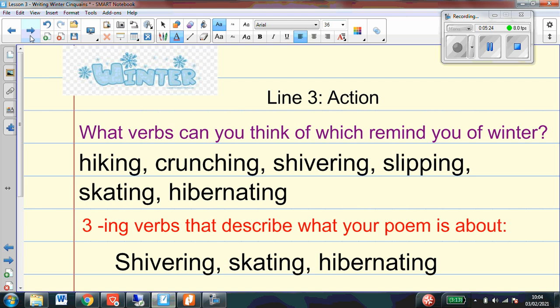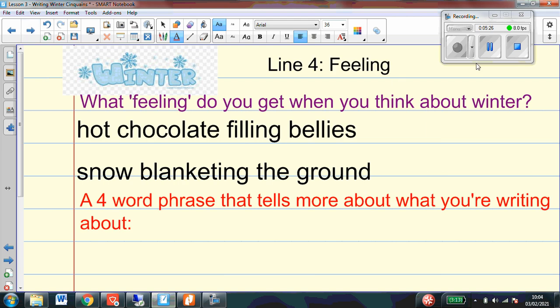Okay, brilliant. So we're on to line 4 now. Line 4 being that one that we had to put the most thought into, really, which is where we need 4 words which give us a feeling when we think about winter. Now, either you can use the ideas you had yesterday, or maybe you might come up with a new idea. I really liked my line, snow blanketing the ground. I thought that really summed up winter for me.